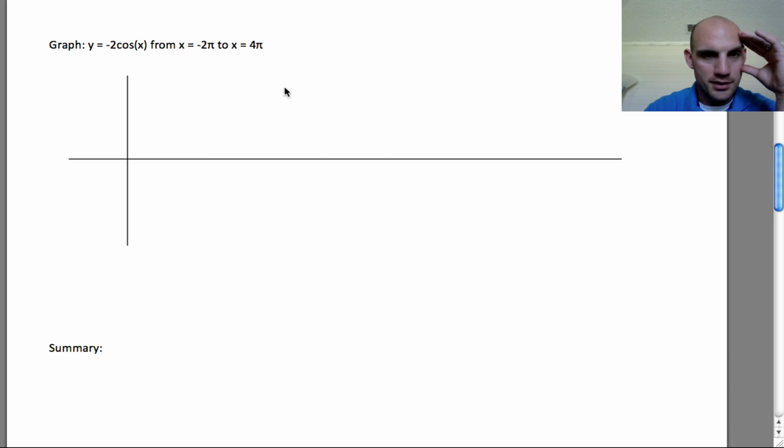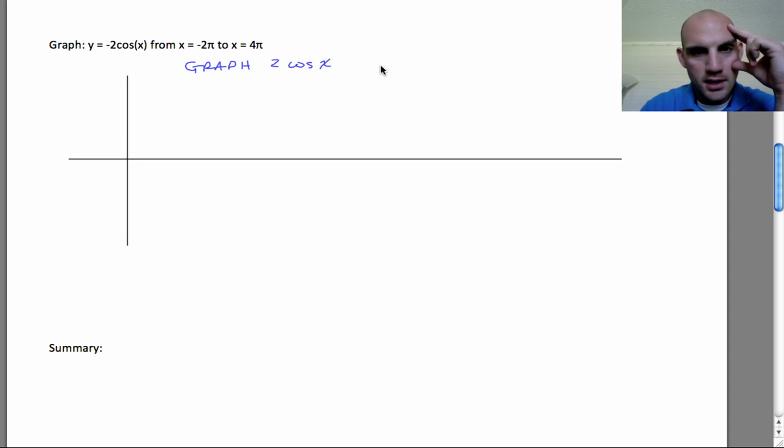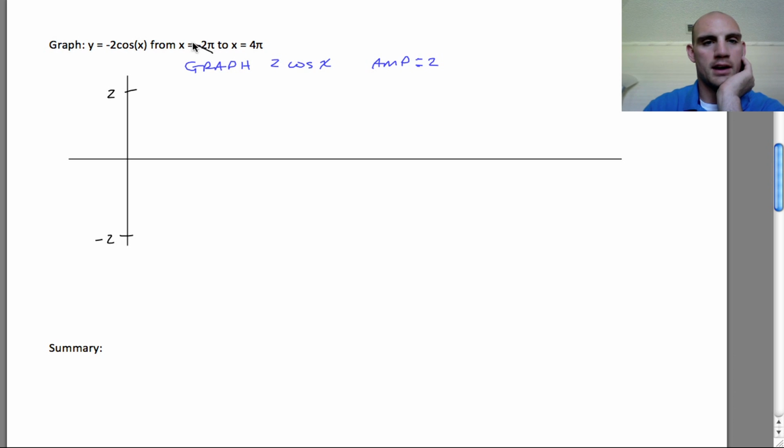And so what I'm going to do is I'm going to graph 2 cosine x. So my amplitude equals 2. I hope you don't mind that I abbreviate. So my amplitude is going to equal 2. And so I'm going to graph my regular cosine graph. And here's what it's going to look like. Because my amplitude is 2, this is going to go from 2 to -2. And notice my period is from -2 pi to 4 pi.